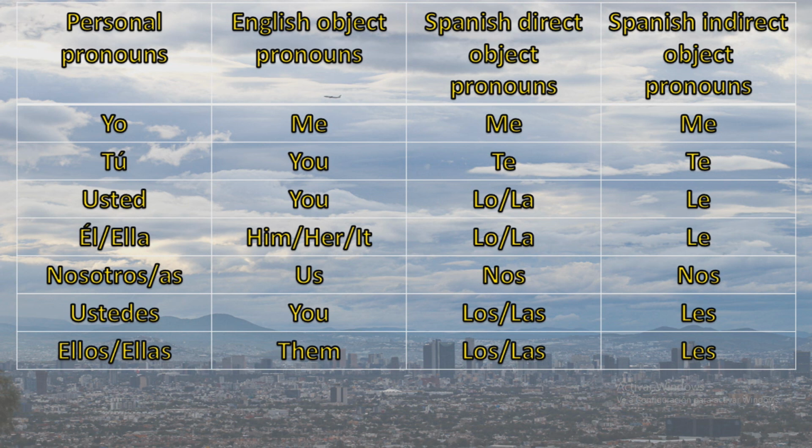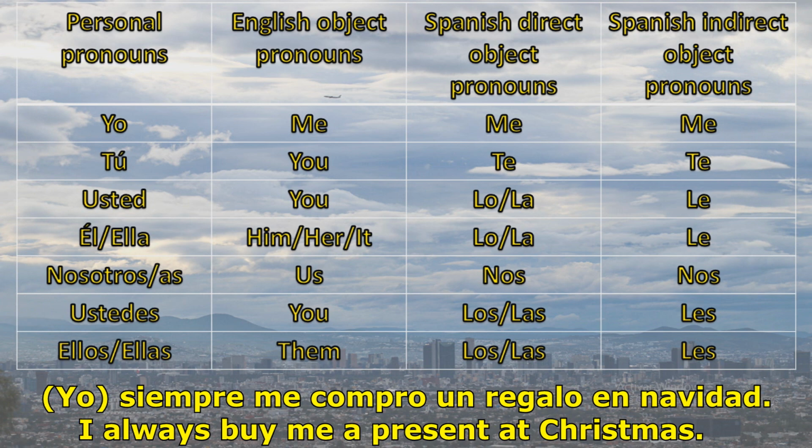So I have the English object pronouns, I have the Spanish direct object pronouns, and I have the Spanish indirect object pronouns. So for the personal pronoun yo, I have the English object pronoun me, and I have the Spanish direct object pronoun me, and I have the Spanish indirect object pronoun me. So in this case, there is no difference, even with English, right? So I say, for example, yo siempre me compro un regalo en Navidad. I always buy me a present at Christmas. Yo siempre me compro un regalo en Navidad.